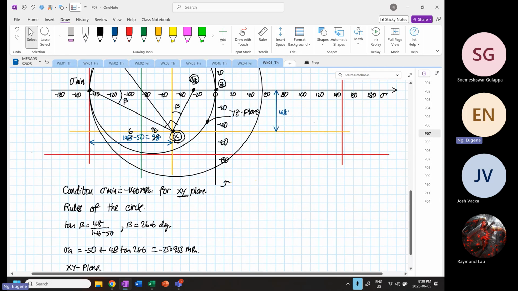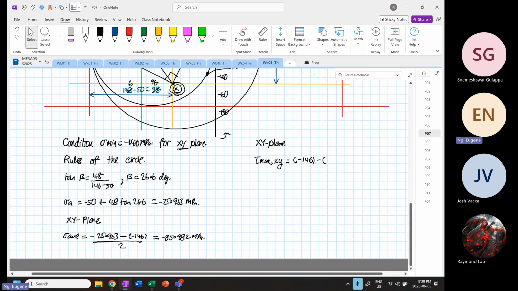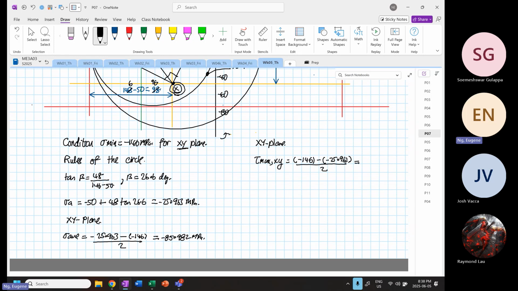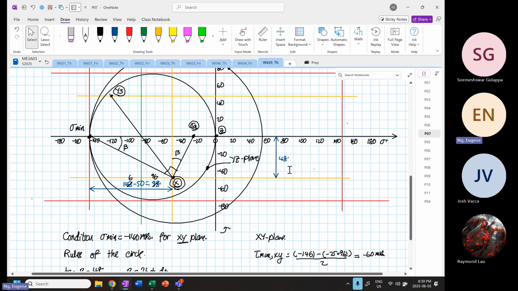So again, we are focusing on the XY plane. So tau max in the XY plane. So we know that the minimum is minus 148. Sorry, 146. And then we're going to minus stress A, which is equal to minus 25.963. And then we're going to divide by 2, right? So minus 146 plus by 25.963 divided by 2 is equal to minus 60.